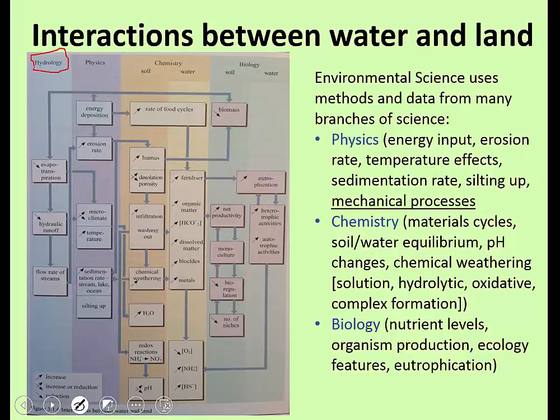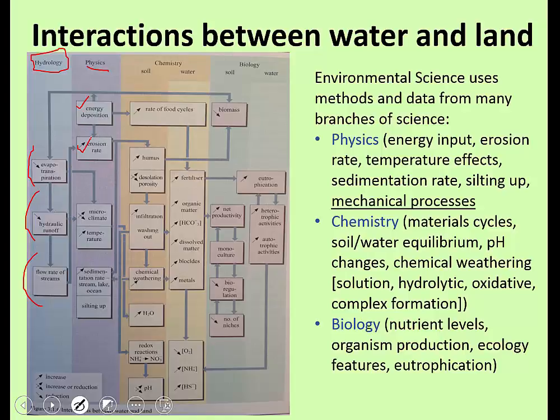So we're looking at transpiration, evapotranspiration, we're looking at runoff, hydraulic runoff, so that's just the mechanics of the runoff of the water, flow rates of streams and rivers and so on and so forth. How do we measure these things? How do we look at them? Well, we need physics to do that. We need to know things such as the amount of energy that's coming from and going to the water.